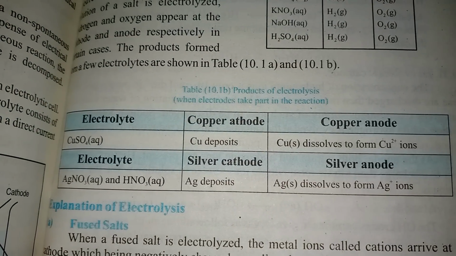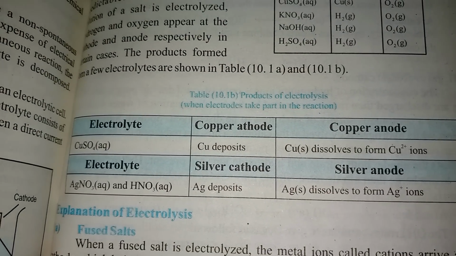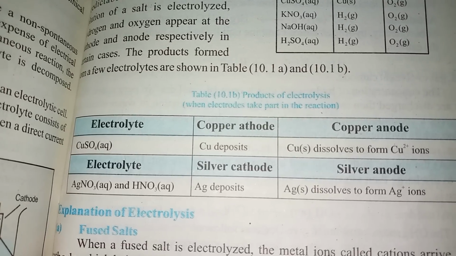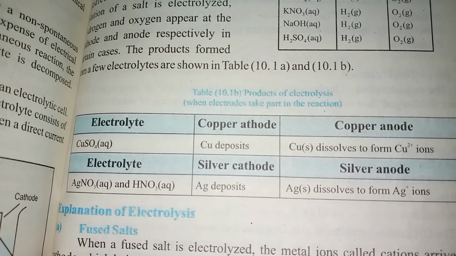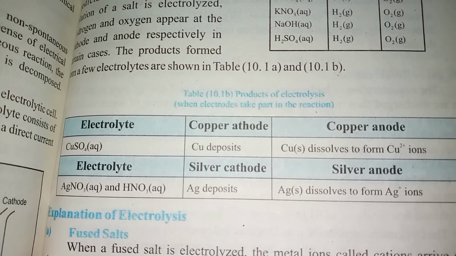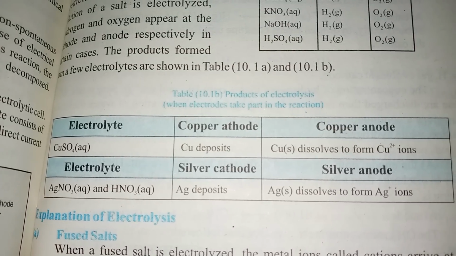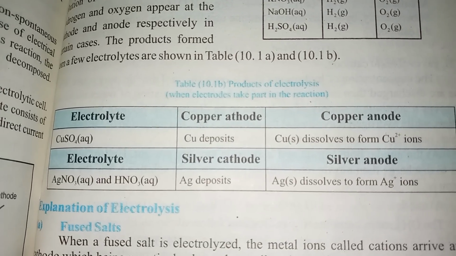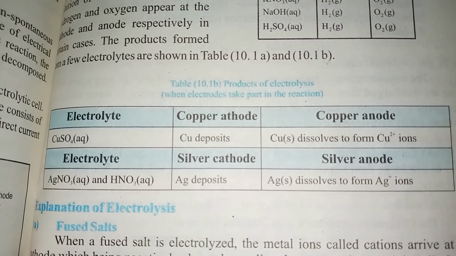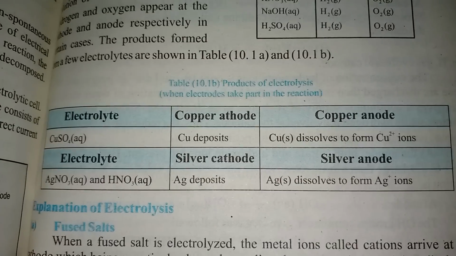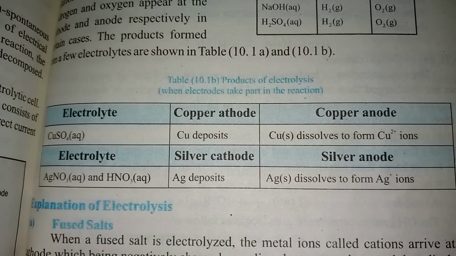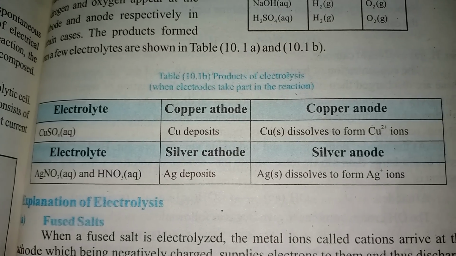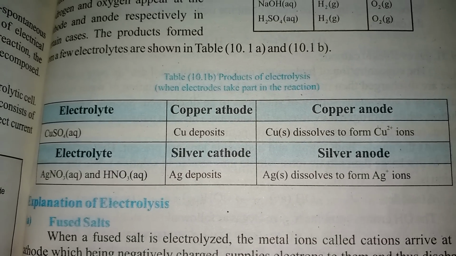Table 10.1b. Products of electrolysis when electrodes take part in the reaction. Electrolyte CuSO4 in aqueous solution, copper cathode: Cu deposits; copper anode: Cu(s) dissolves to form Cu2+ ions. Electrolyte AgNO3 in aqueous solution and HNO3 in aqueous form. Silver cathode: Ag deposits; silver anode: Ag(s) dissolves to form Ag+ ions.